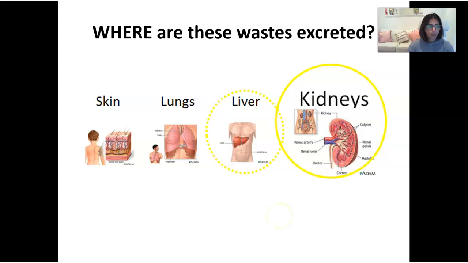So the places where these metabolic wastes are secreted are the skin, the lungs, the liver, and then the kidneys. And in this diagram, what I'm trying to show you here is that the most important excretory organs that we're going to focus on are the liver and the kidneys.